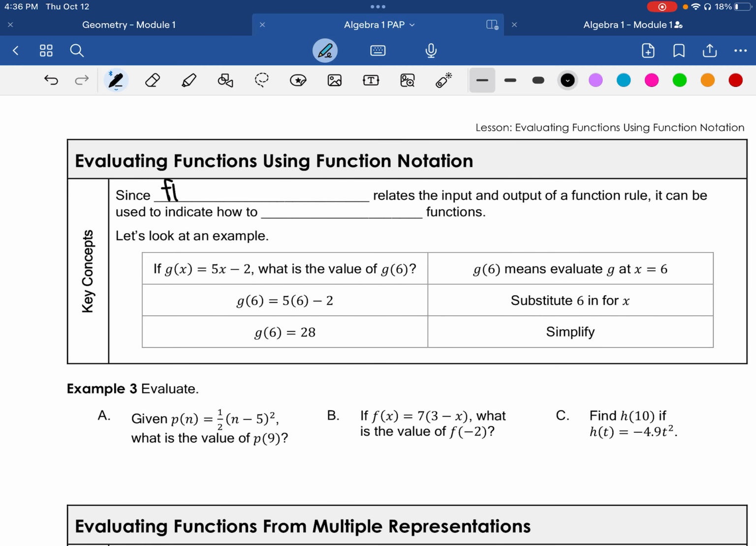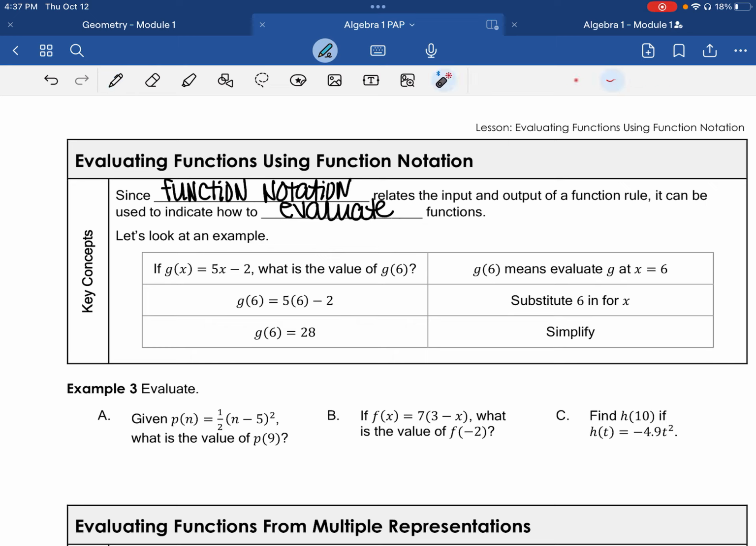Since function notation relates the input and output of a function rule, it can be used to indicate how to evaluate functions. That doesn't look right because it's not. Evaluate. There we go. Let's go ahead and look at an example of how we would evaluate.